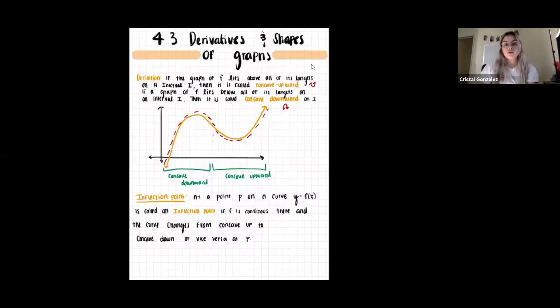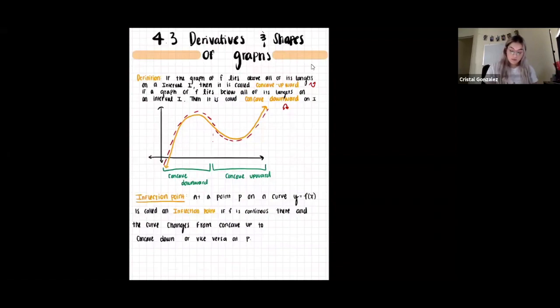Now that we've talked about what it means for something to be concave up and concave down, our next definition is an inflection point. So what is an inflection point? The way we want to think about it is that an inflection point is a point P on some curve y equals f of x, or any function really, where it changes from concave up to concave down.